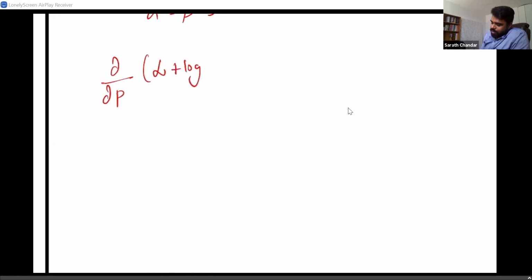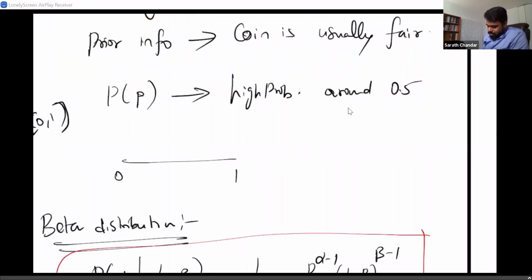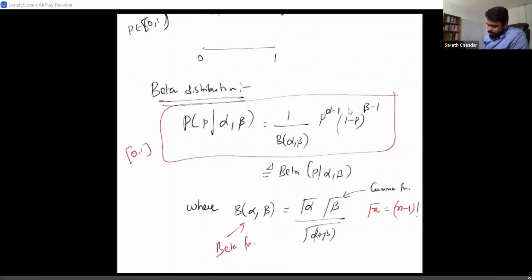Now let's do the MAP estimate, which is essentially dou by dou P of L plus log P of P. We have already differentiated the log likelihood part, which was basically n1 over P minus n0 over 1 minus P. Now we should also differentiate the log of the beta probability, which is given here.